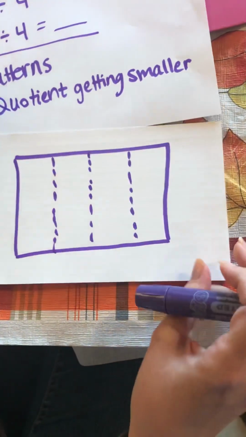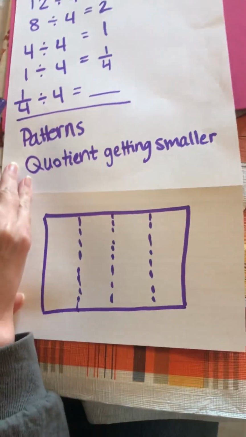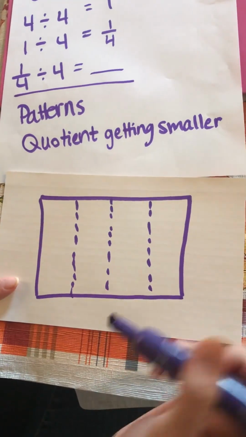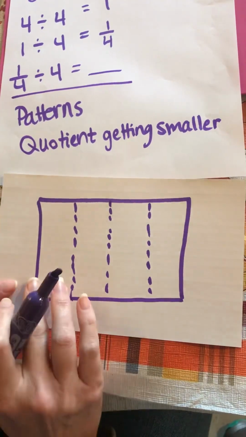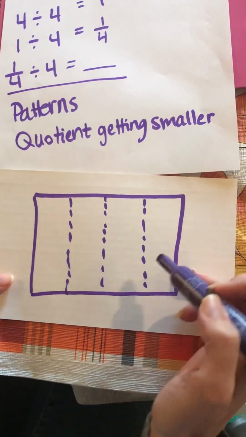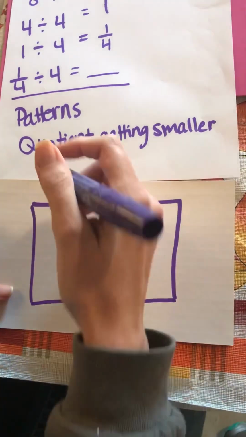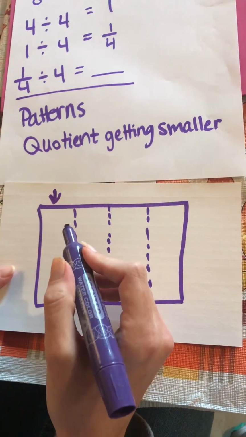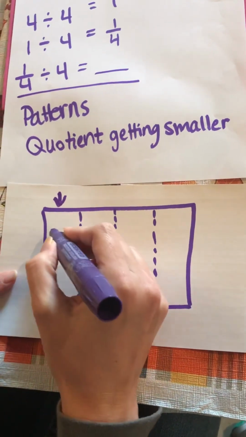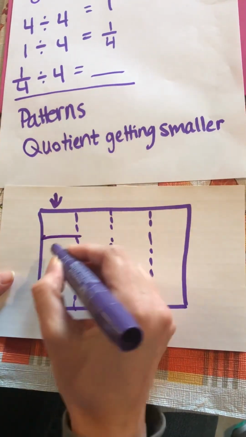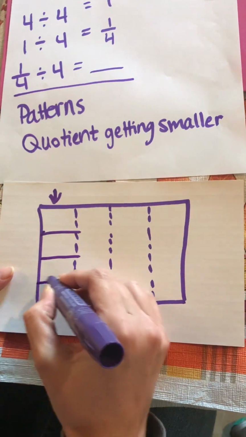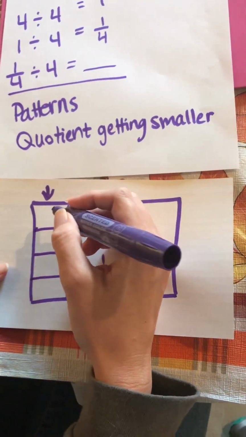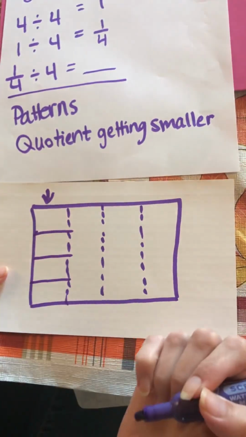And with this one, because we only had 1/4, we know our answer is going to be less than 1/4. So this model will kind of help us to see that. I've got a rectangle divided into 4 parts, and all I have is 1/4. So it's like I'm taking 1/4 of 1/4. So I'm going to divide this 1/4 into 4 parts. And so my answer is going to be just one of these. Each person would get one of these pieces.